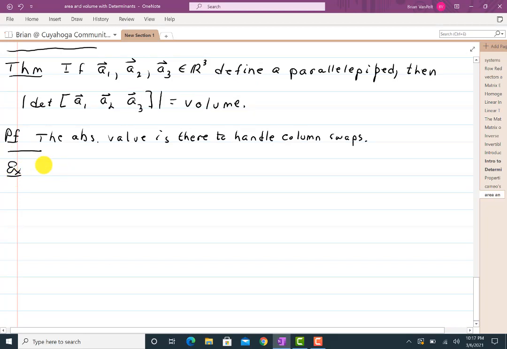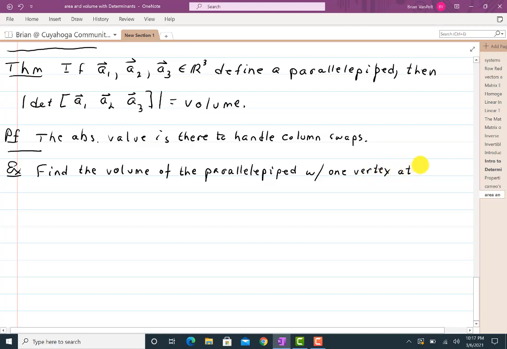As an example, find the volume of the parallelepiped with one vertex at 0, 0, 0 and the other vertices at 1, 3, 0, negative 2, 0, 2, negative 1, 3, negative 1.